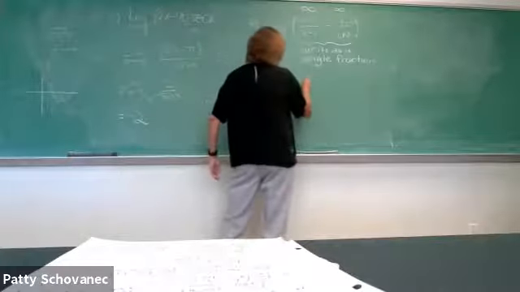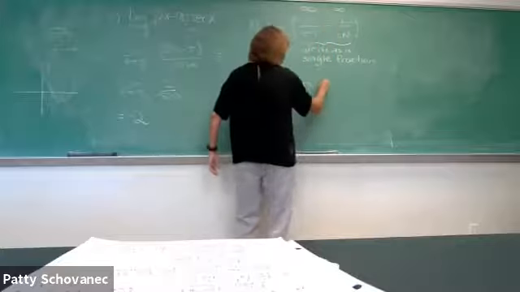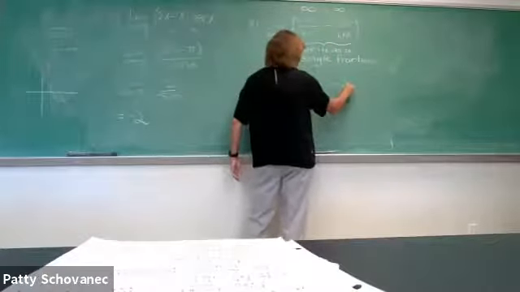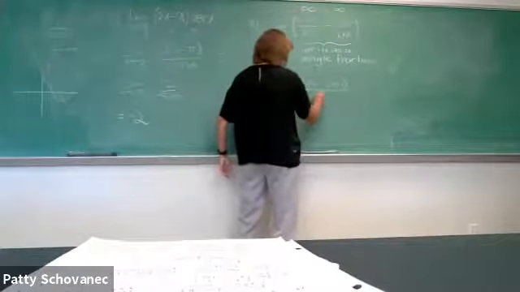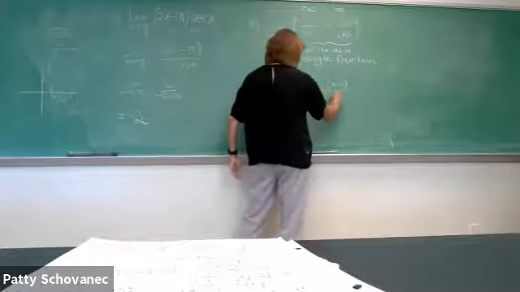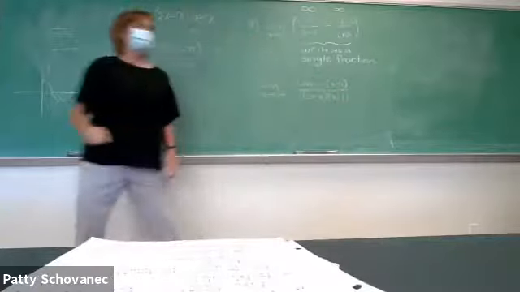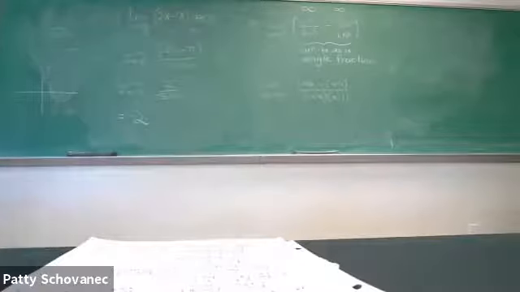Multiply that by log of x, multiply that by x minus 1. Now they have the common denominator. I put them together as a single fraction all at once. So now my numerator is 0, and so is my denominator. And 0 over 0. Everybody agree with that?